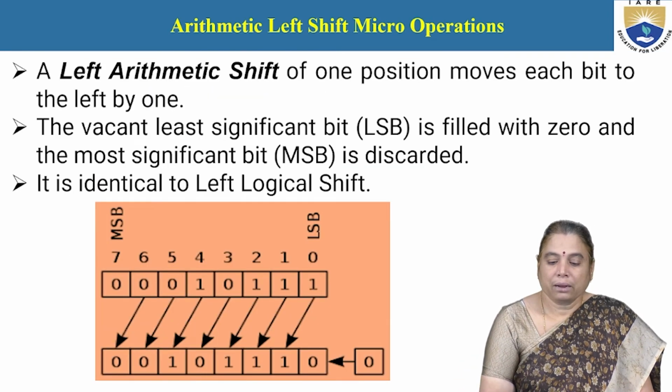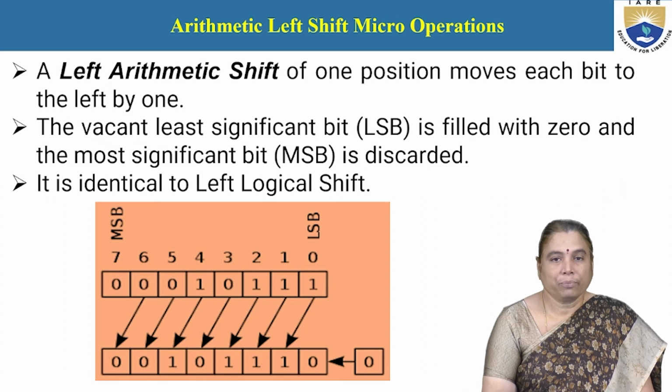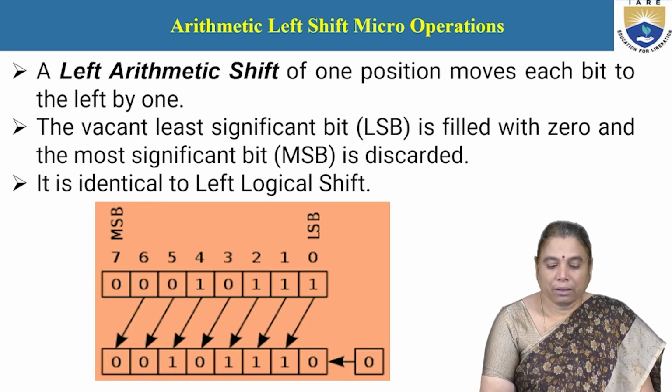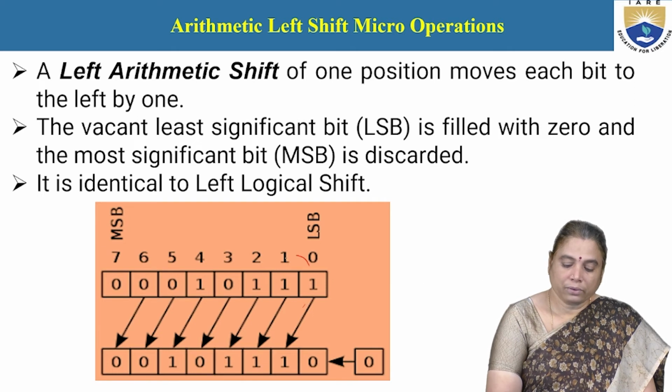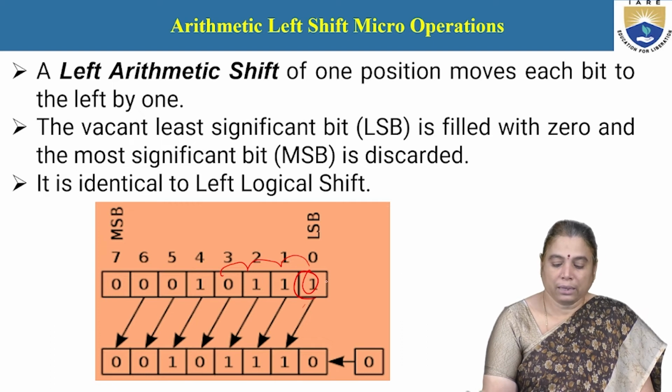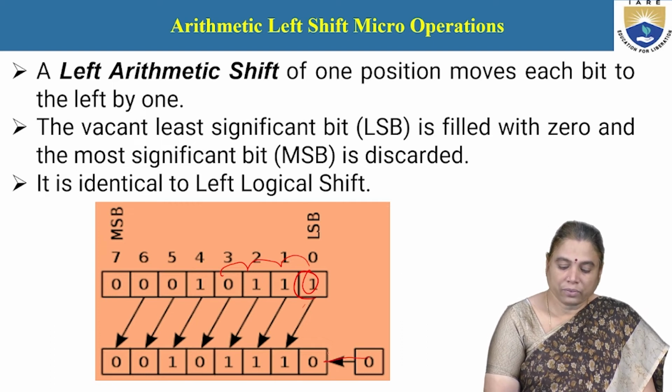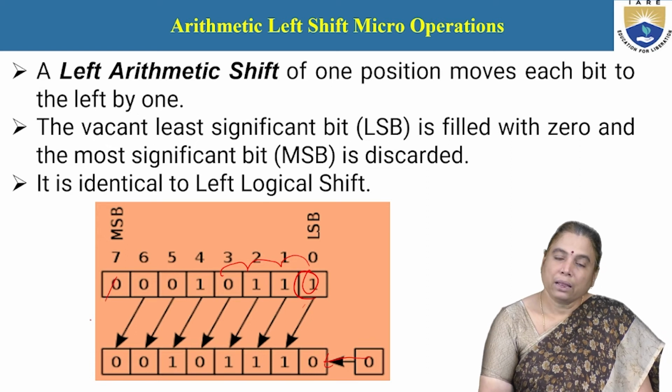What is the arithmetic left shift micro operation? A left arithmetic shift of one position moves each bit to the left by 1. The vacant least significant bit position is filled with 0 and the most significant bit is discarded. That means it is identical to the logical left shift operation. So here the bits can be traversed to the right, and the empty position available at the LSB can be filled with a 0 and the MSB bit can be discarded.